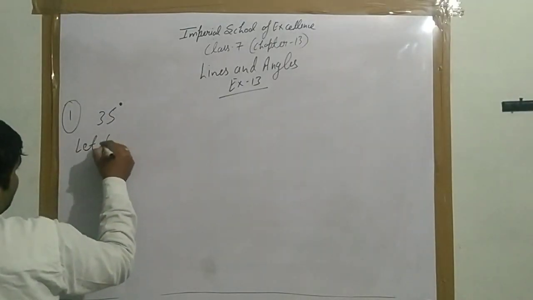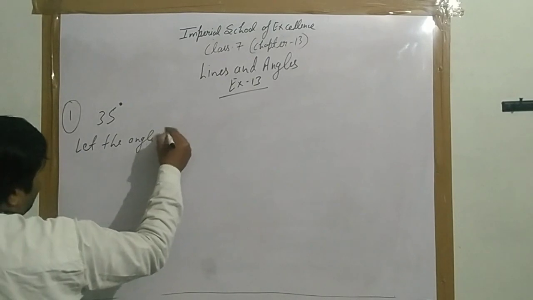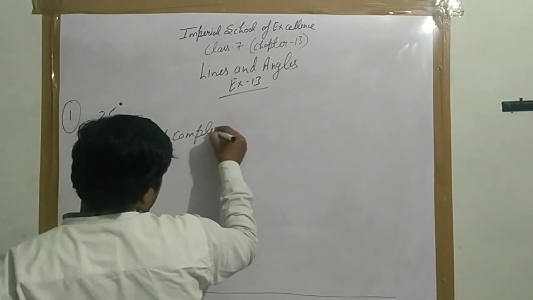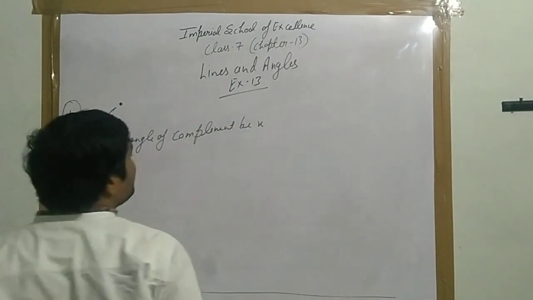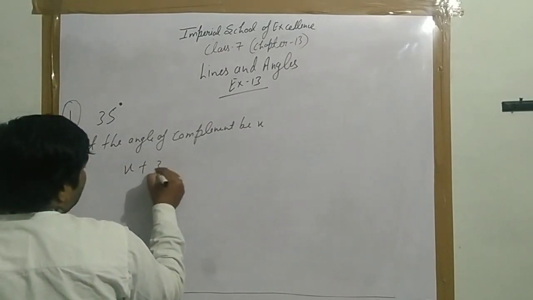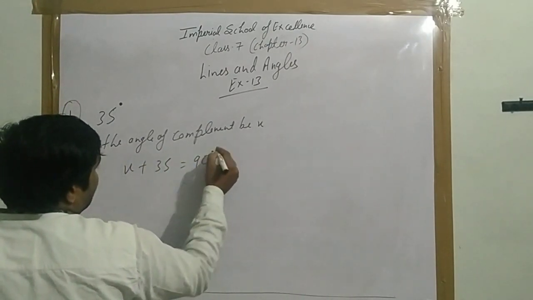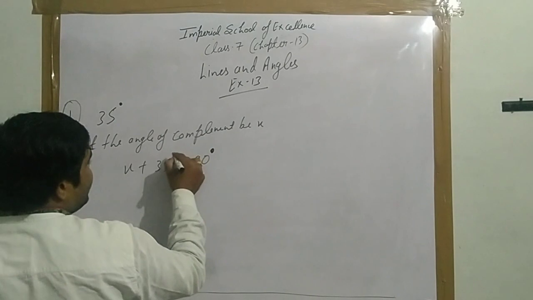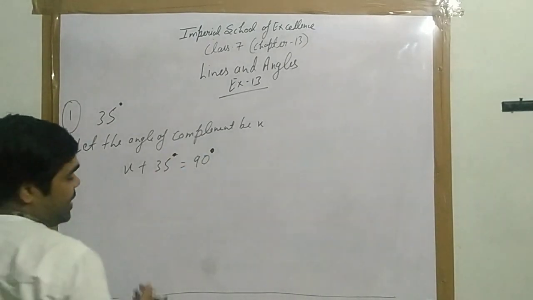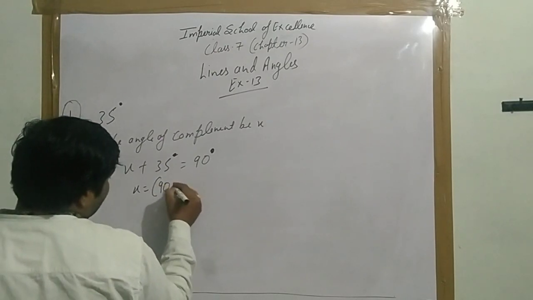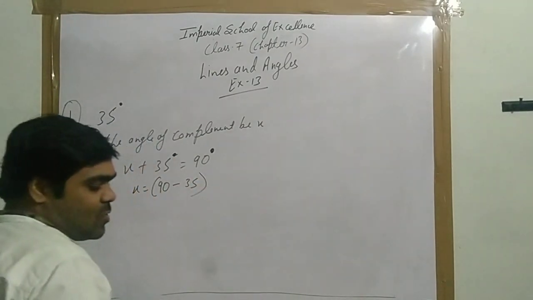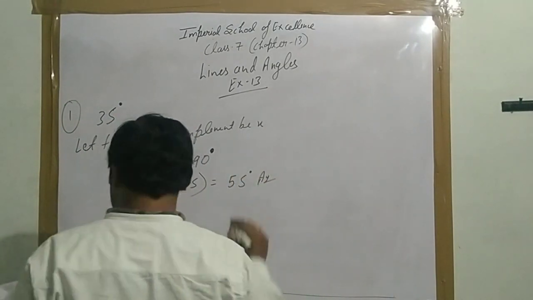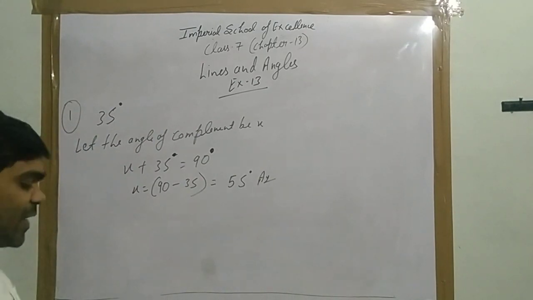Let the angle of the complement be x. We have taken the complement angle as x, so x plus 35 equals 90. Here, this is the degree sign. x plus 35 equals 90, so x equals 90 minus 35. Your answer will be 55 degrees.